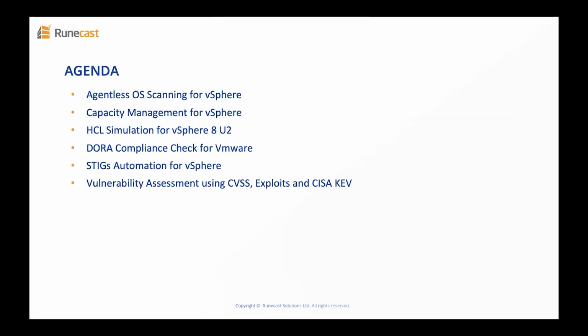In addition to that, we've also introduced some additional elements to vulnerability assessment. So that's the Common Vulnerability Scoring System and CISA-KEV, which basically enables you to prioritize how you handle vulnerabilities within your environment. So we'll talk a little bit about that as well.